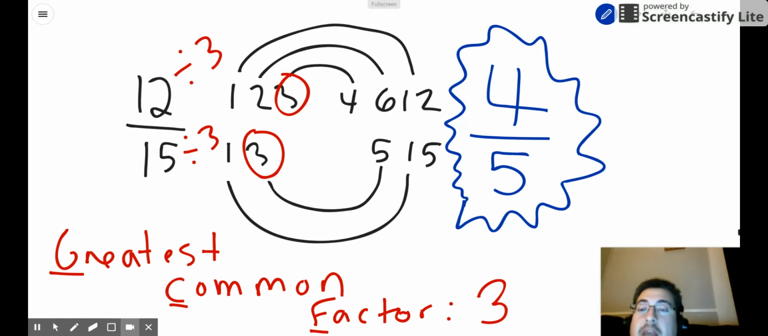But to recap, first thing you need to do, write factors out for your numerator, for your denominator, find the greatest common factor between the two, and then divide the numerator and the denominator by that greatest common factor.